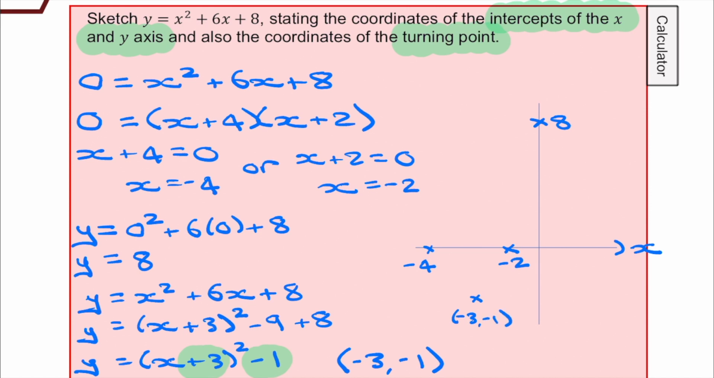So now what we've got is our turning point. We've also got our y-intercept, and we've also got our x-intercepts, or our roots as well. So all that's left to do is to put it all together and sketch our quadratic. And hopefully you know that quadratics always have a smiley face shape like this, a sort of U shape. Sometimes they will be reflected and flipped over, but we're going to come on to that a little bit later in the lesson. Your quadratics for now are always going to have that shape there.